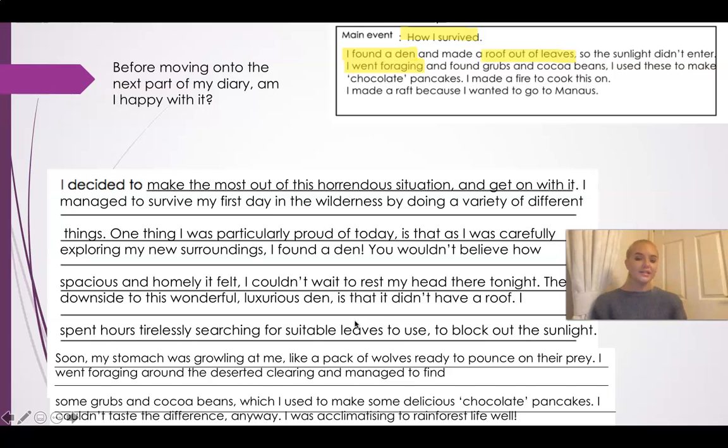But I can see here that I've got my two subjects. This subject is talking about the den, whereas this subject is talking about the food. So I need to have those different paragraphs there too. And I think, yes, I am happy. I've used my adverbials of time, such as soon, and I've also used lots and lots of really ambitious vocabulary, such as wonderful, luxurious, deserted, tirelessly.